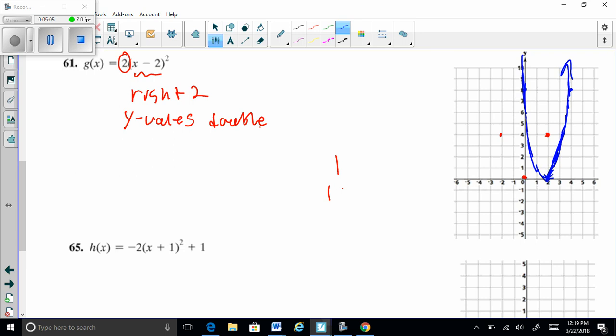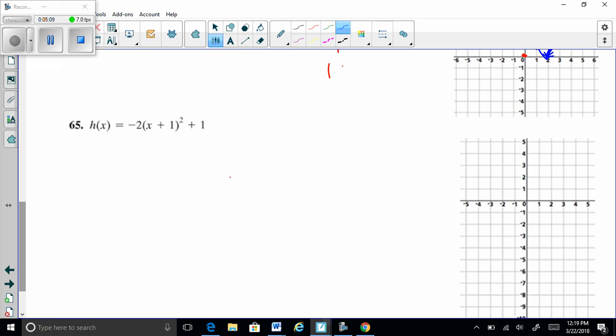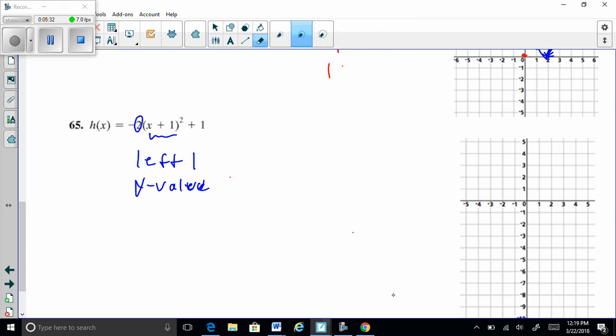Okay, and then our last one here is going to have all four transformations. So you got to go in the right order. We start with horizontal, so this is going to be to the left one. Then we look at any stretching. We got a 2 there, so the y value is going to double.